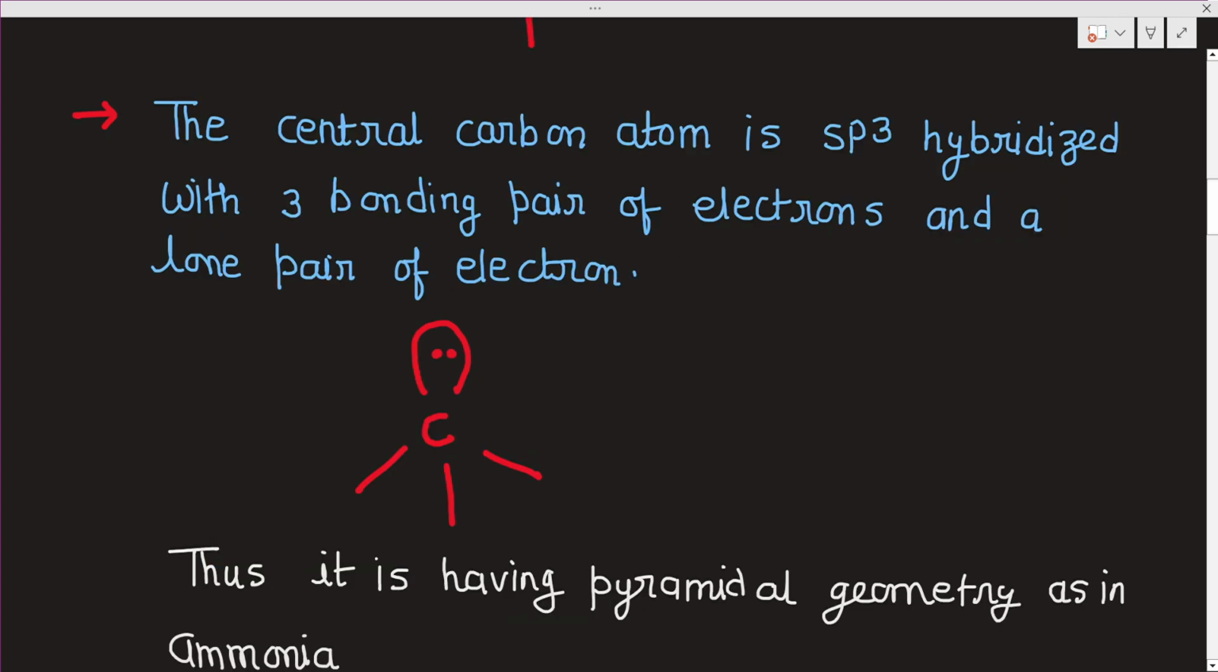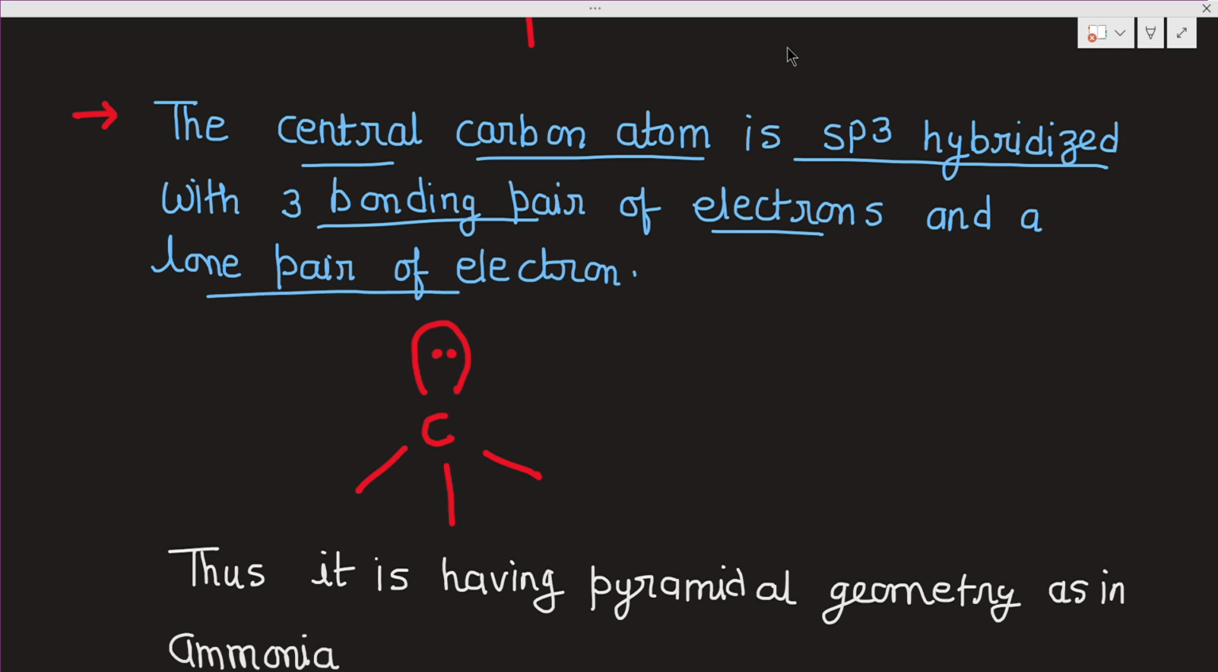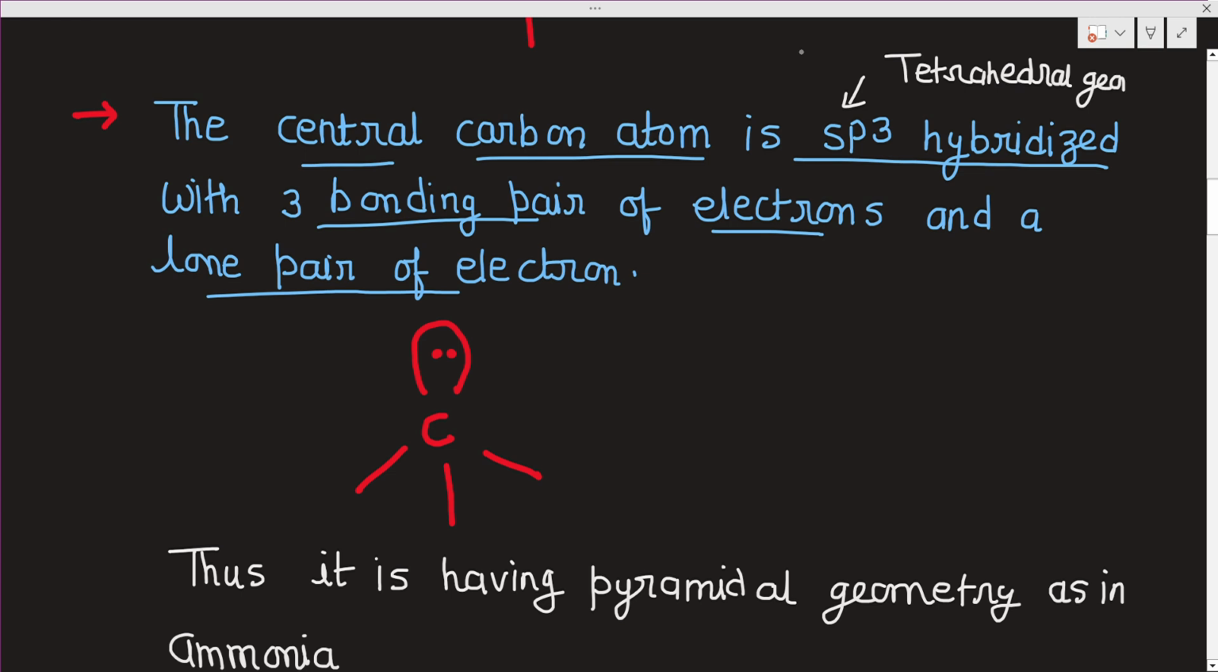So how will this lone pair look? See here. Actually, the central carbon atom is sp3 hybridized with three bonding pairs of electrons and a lone pair of electrons. Whenever you have sp3 hybridization, it means a tetrahedral geometry, because in sp3 hybridization there should be four bonds, but actually there are three bonds. There is a lone pair of electrons with three bond pairs of electrons. So this type of geometry has a pyramidal shape.